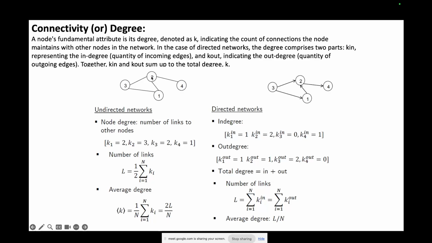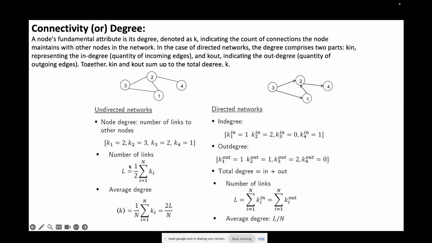So here are certain examples. On the left is an undirected network, on the right is a directed network. As I was saying, the degree of a node is the number of links to other nodes. For example, the first node is connected to two other nodes, 3 and 2, so the degree of the node is 2. Then the second node is connected to three other nodes, so k equals 3, and so on.